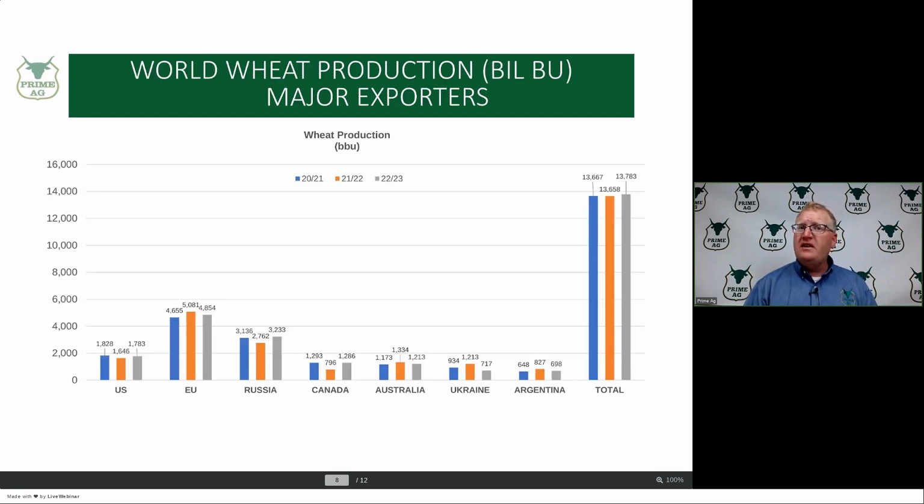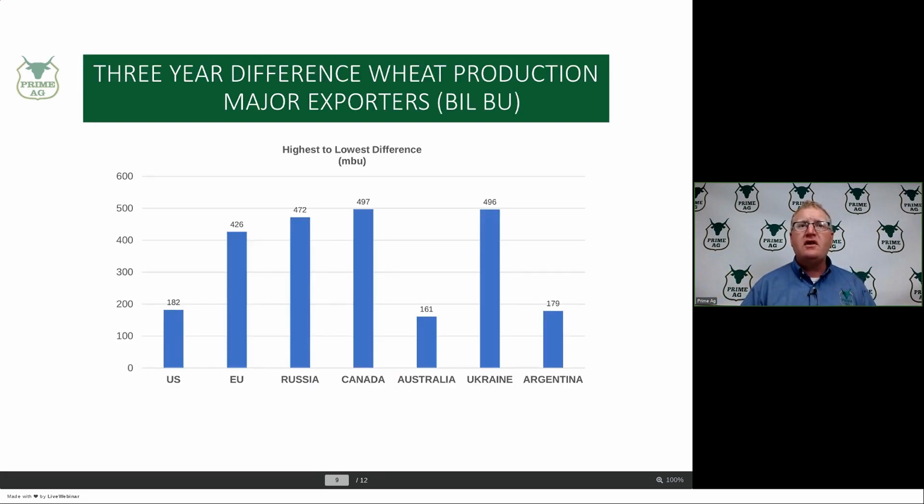When I get over to wheat, this wheat chart really gets jumbled up in here, as you've got the major exporting countries of the U.S., EU, Russia, Canada, Australia, Ukraine, and Argentina. We just raise wheat all over the world. There's a lot of competition. But again, when you look at the swings in production that we've seen over the last couple of years, you're getting into major producers of EU, Russia, Canada, and Ukraine. Their production has swung 400 to 500 million bushels from one year to the next.